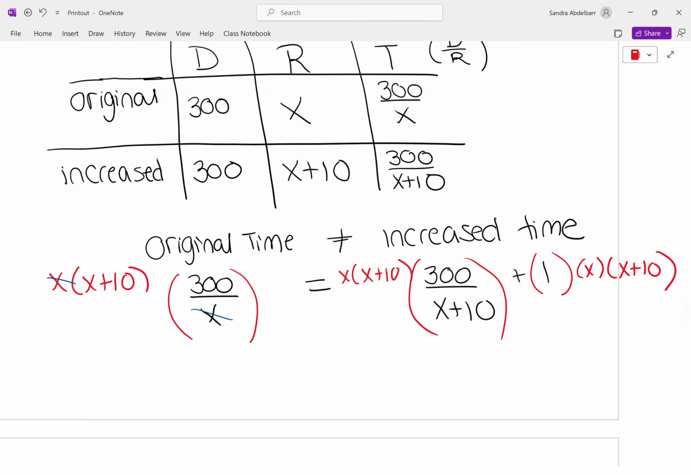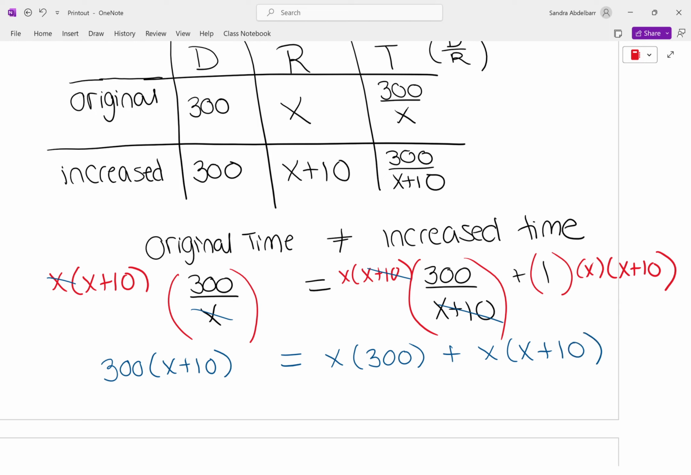And when we do this, here the x's cancel. So I'm going to get 300 times the quantity of x plus 10. Here the x plus 10's cancel. So I'll have x times 300. And then here we're going to have x times the quantity of x plus 10. Now I'm going to distribute in. So I'm going to have 300x plus 3,000 equals 300x plus x squared plus 10x.